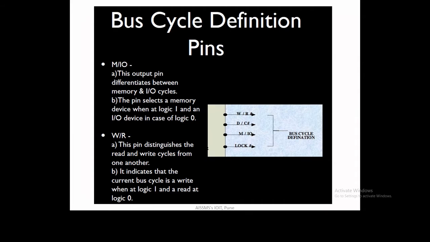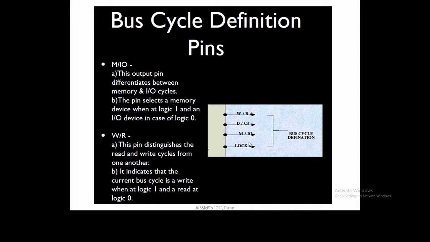Then there are bus cycle definition pins. This group of pins is used for the bus cycle. A bus cycle can be a read bus cycle, a write bus cycle or a control cycle. The first pin in this group is M/IO. This is an output pin. This output pin differentiates between memory and IO cycles.